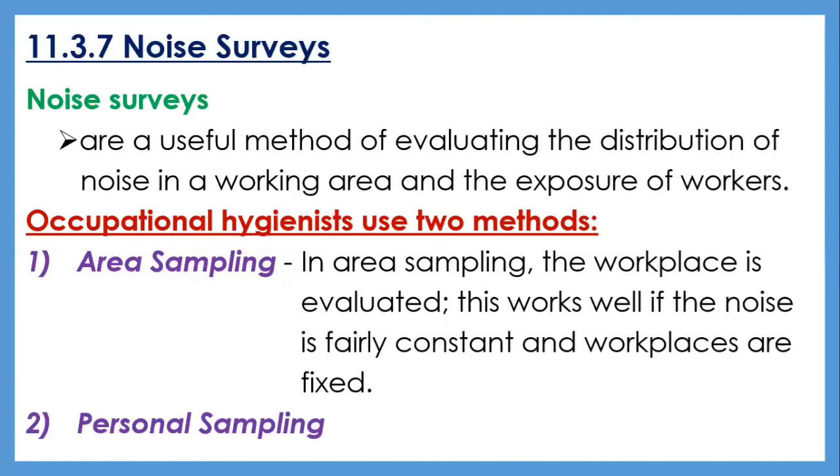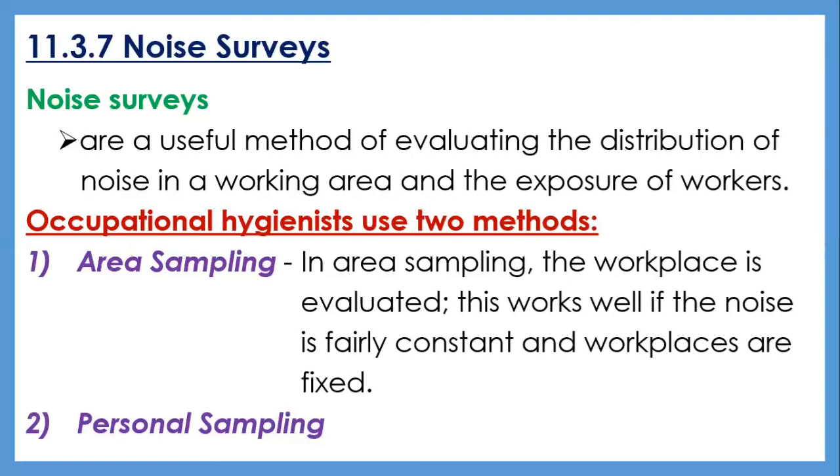For area sampling, the workplace is actually evaluated. This works well if the noise is fairly constant and workplaces are fixed. On the other hand, if people move around at work or if noise levels are closely tied to a worker's activity, personal sampling is necessary. And in some industries, such as construction and mining, a combination of both approaches is best.